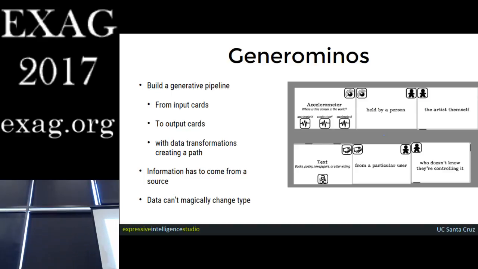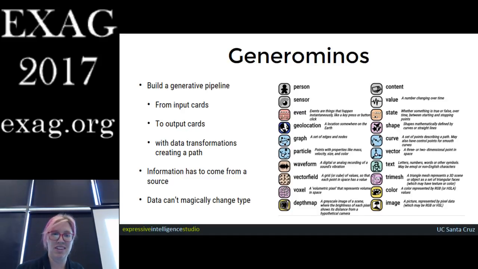But then the input cards also have these little sensor things, which is who is using the sensors. So text is a type of content, and you can put an input modifier that is text from a particular user, which means that there's a person involved, and that person doesn't know they're controlling it. So this is text from somebody who didn't know that they're a part of this artwork. The top one is an accelerometer, which is held by a person, which is actually the artist. So you can build these semantic things.